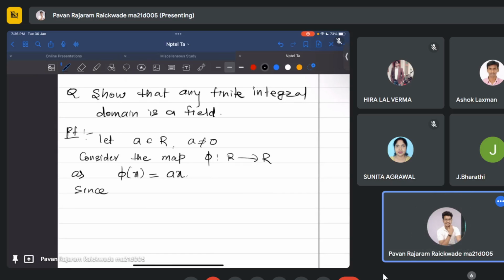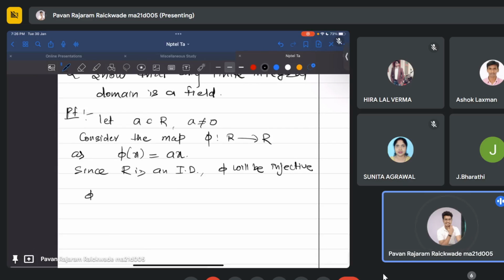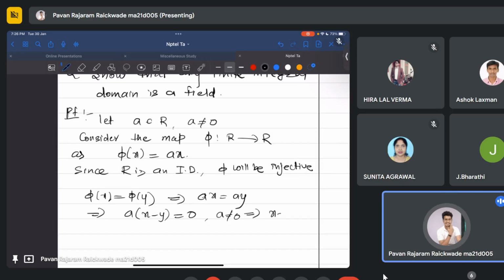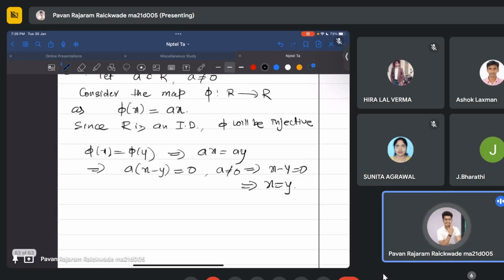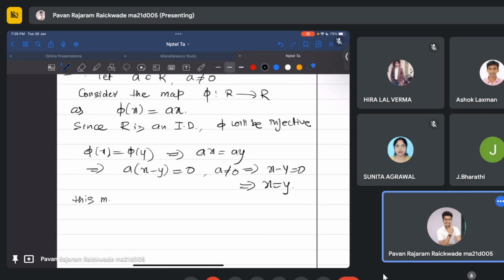since R is an integral domain, this phi will be injective, right? How does this follow? Let's see. If phi x equals phi y, then this will imply Ax equals Ay, because this is the mapping, which implies A times x minus y is 0. But since A is non-zero and R is an integral domain, x minus y is 0, this will imply x equals y. So phi x equals phi y implies x equals y. This means phi is injective.